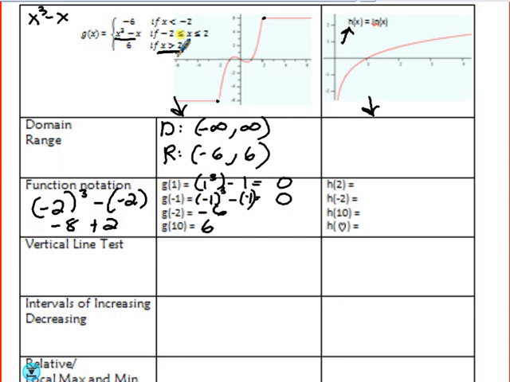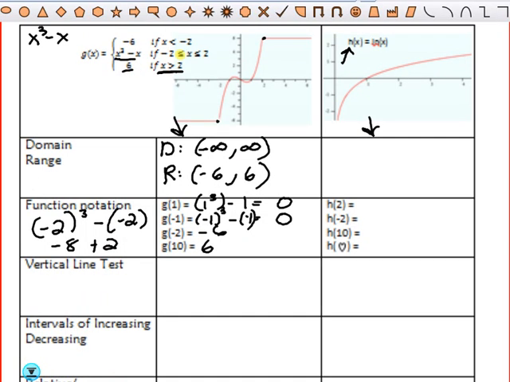And remember, 10 is our input, and the input is the domain. And it says that when the input is greater than 2 in this function, g of x, we have the function value 6. Vertical line test. All right, let's do that quickly. I'm going to draw a vertical line.